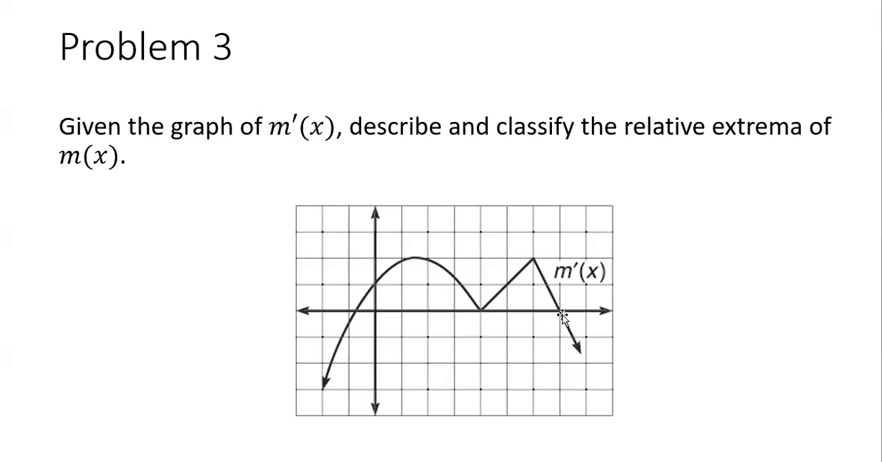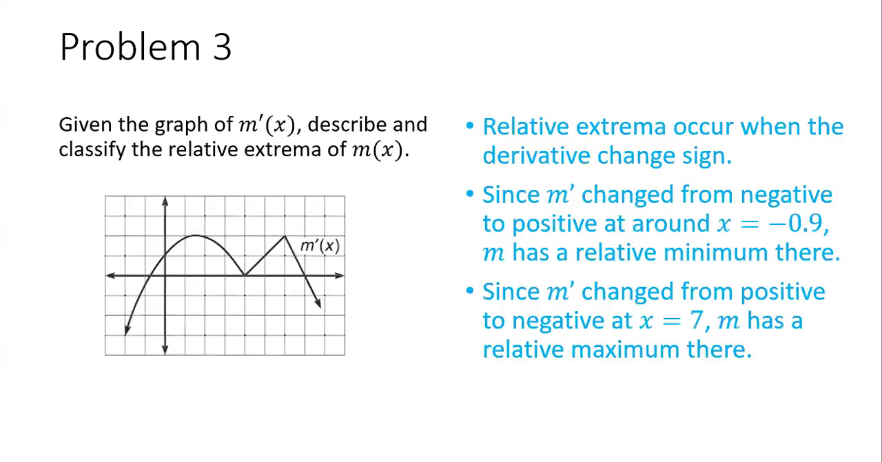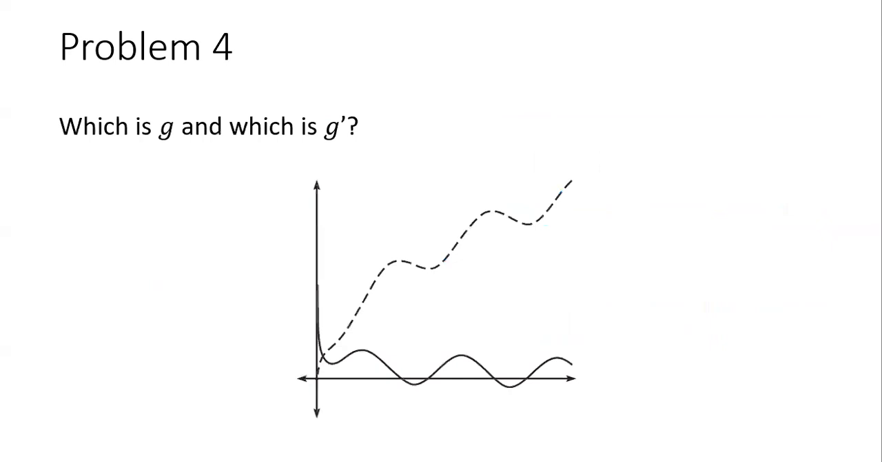Over here, it changes sign from positive to negative, so there is a relative max there. M has a relative max there at, what is that? 1, 2, 3, 4, 5, 6, 7. X is equal to 7. That's what I say over here. Okay? Which is G and which is G prime.